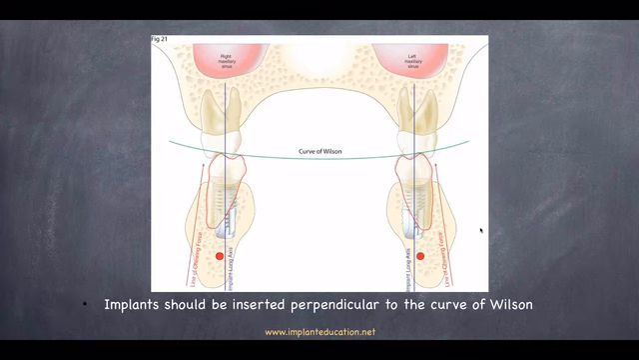But again, the advice here is to go as straight as possible, but keep in mind that natural teeth are perpendicular to the curve of Wilson. So a slight tilt would be better, because the implant would be perfectly lined with the chewing forces path, as you can see here in the red line on the right and on the left hand side of this illustration.